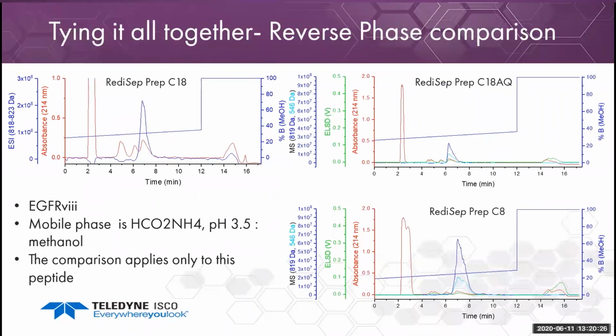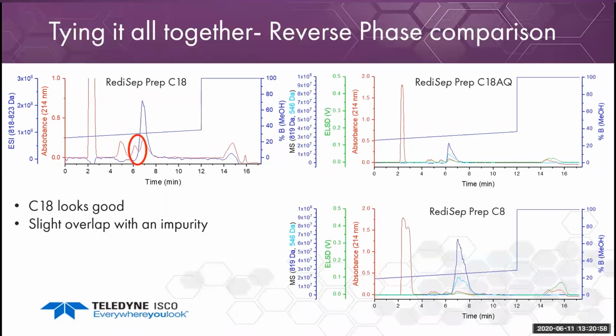These runs are the same peptide that we ran earlier to demonstrate the need for pH control. We can compare the different types of reverse phase with respect to resolution and retention. The mobile phase is the same as that run earlier: ammonium formate buffered to pH 3.5 with methanol as the eluting solvent. The runs on the right also used an evaporative light scattering detector. The sensitivity of this detector appeared similar to UV detection for peptides.